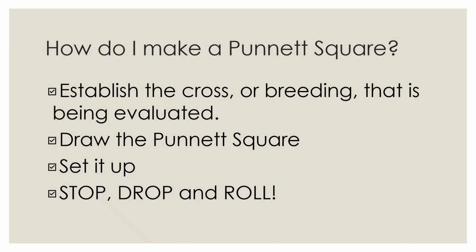What are the steps to making a Punnett square? Great question. First, we have to establish the cross or the breeding that is being evaluated because we have to know the genotypes of the parents. Then we have to draw our Punnett square, set it up with the parents' genotypes, and then we'll do our stop, drop, and roll procedure to fill in the Punnett square.